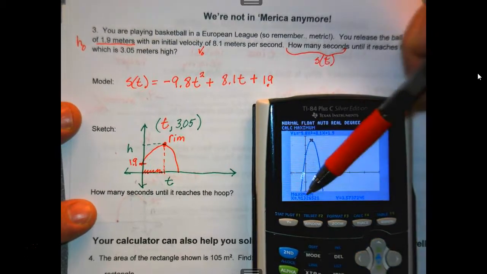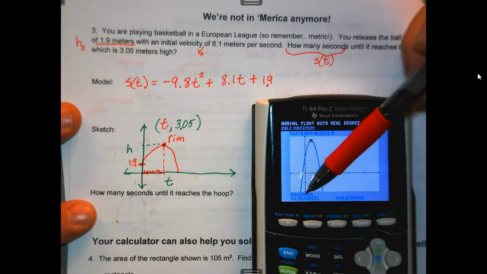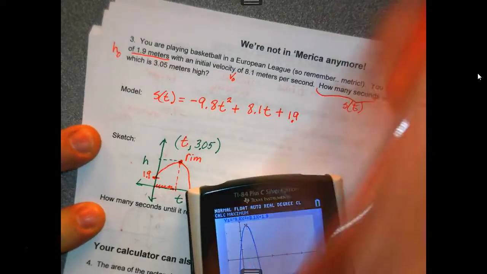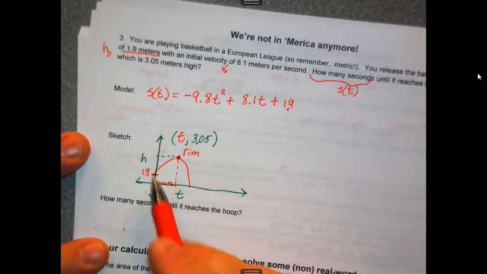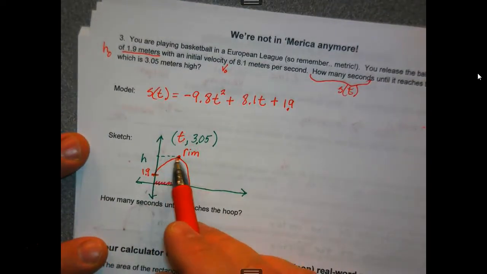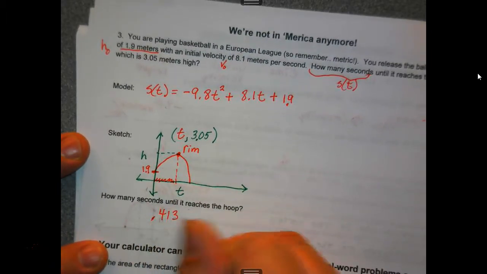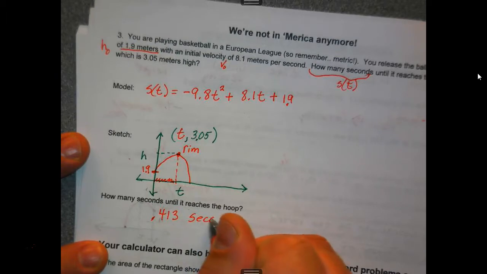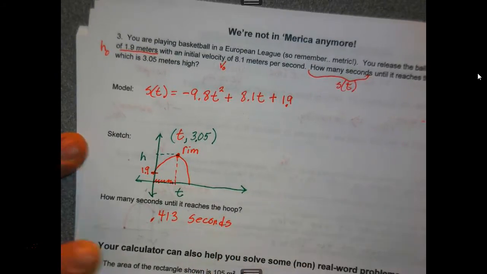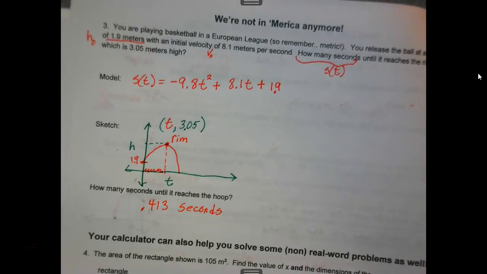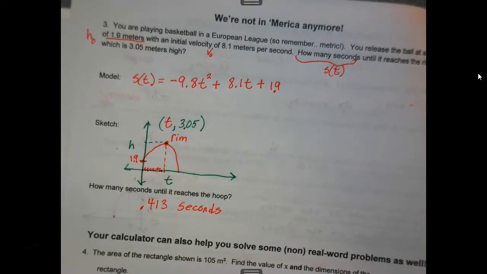And my x value is 0.413. So the time it takes to shoot this basketball to the rim is 0.413 seconds. Now, when I first did this problem, I'm like, wow, something's wrong, right? A half a second seems a little quick, doesn't it?